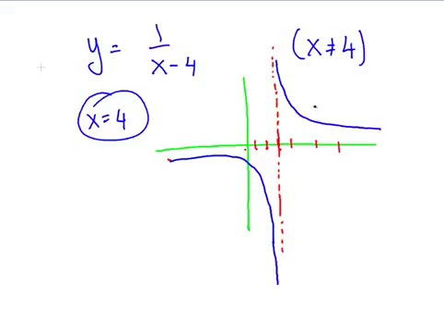Likewise with the other one. Again, you can quickly pick out that the horizontal asymptote is going to be the x-axis, y equals 0. But how do we know that? There's actually a proper formula for that. The horizontal asymptote is as follows.